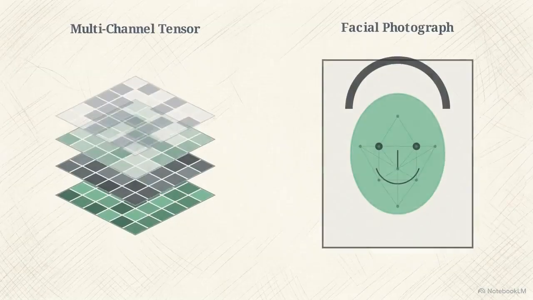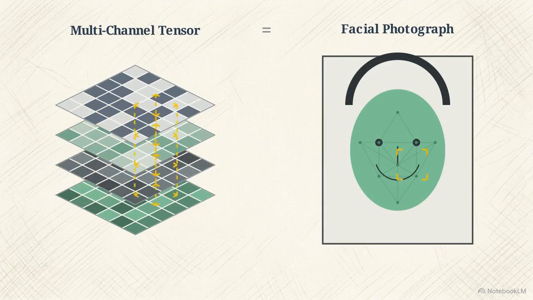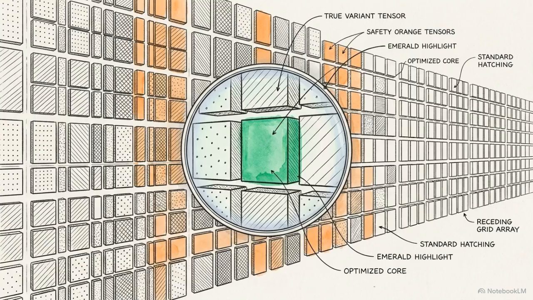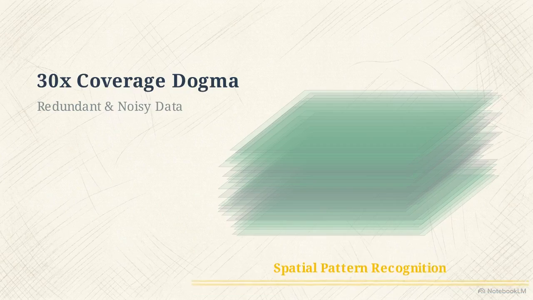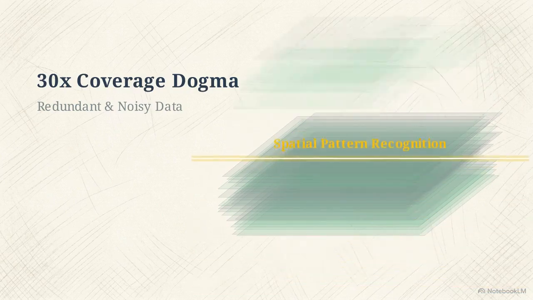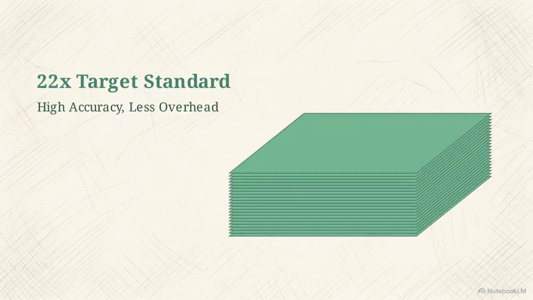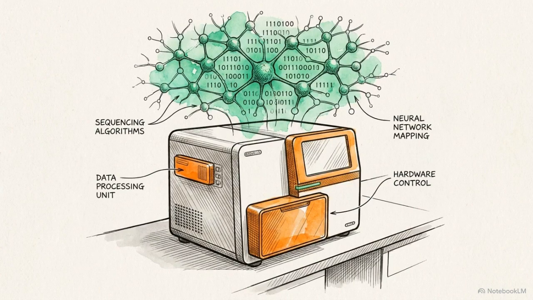A convolutional neural network processes these multi-channel tensors, exactly like facial recognition software processes a photograph. The network is trained on vast data sets to visually distinguish the physical signatures of true biological variants from the texture of systematic machine errors. Because the model learns to ignore artifact noise through spatial patterns, it no longer needs redundant layers of data to force a correct answer. Because it relies on learning rather than rigid statistics, the software architecture evolves without requiring updates to the physical sequencing machines.